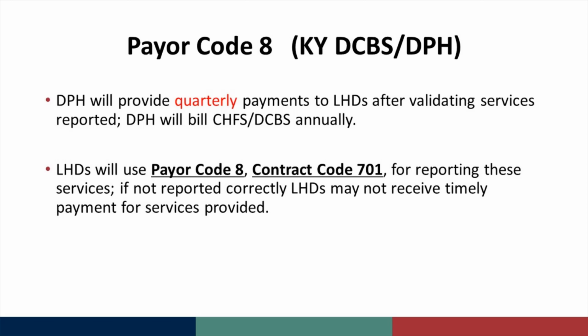DPH will provide quarterly payments to local health departments after validating services reported. DPH will bill Cabinet for Health and Family Services and DCBS annually. Local health departments will use Payor Code 8, Contract Code 701 for reporting these services. If not reported correctly, local health departments may not receive timely payments for services provided.